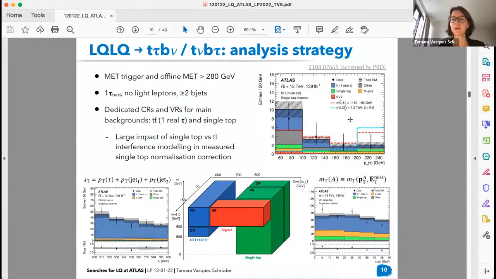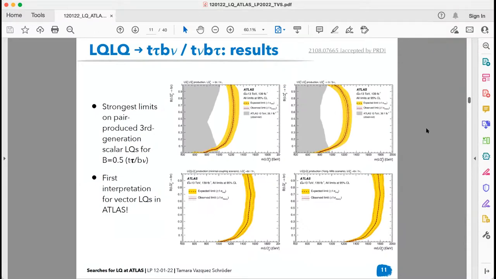And you can see here in light blue, the leptoquark shape that peaks at higher values of this observable compared to the background. Okay. So nothing is observed here. So the strongest limits to date on pair-produced third generation scalar leptoquark for B equals 0.5 are set for leptoquark up and down at the top. But also here we have the first interpretation for vector leptoquark in ATLAS, which is shown at the bottom for the minimal coupling scenario and the Yang-Mills scenario.